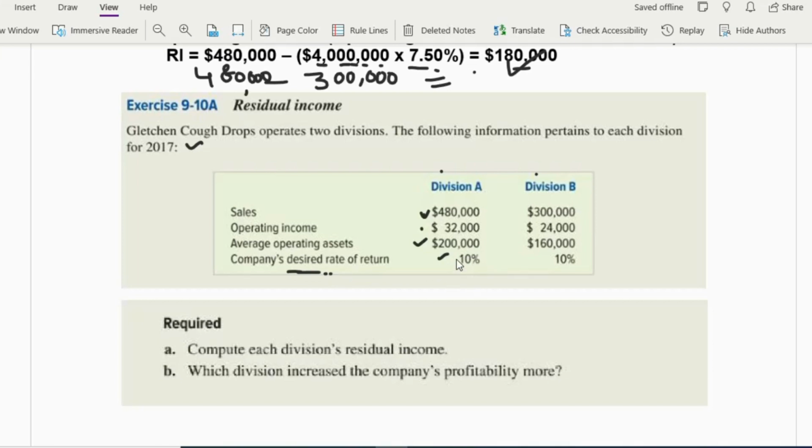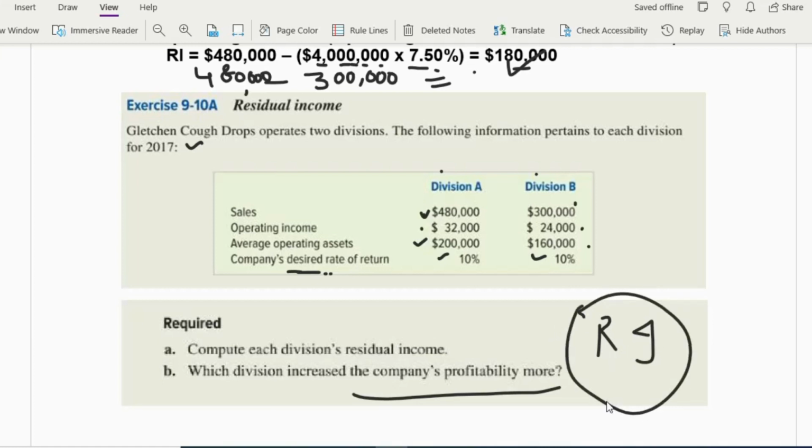Of course, if they require 10% from Division A, they require 10% from Division B as well. Division B has 300,000 of sales, operating income of 24,000, and average operating assets of 160,000. The requirements are to compute each division's residual income and then comment on which division increased the company's profitability more. Of course, the one who earned more has increased the profitability more. So we will calculate the residual income for both divisions and compare them. The one with more residual income has performed better.